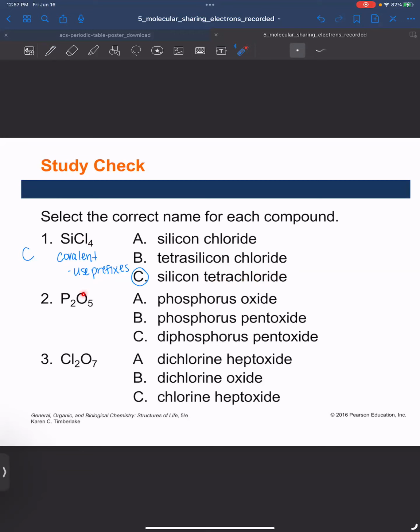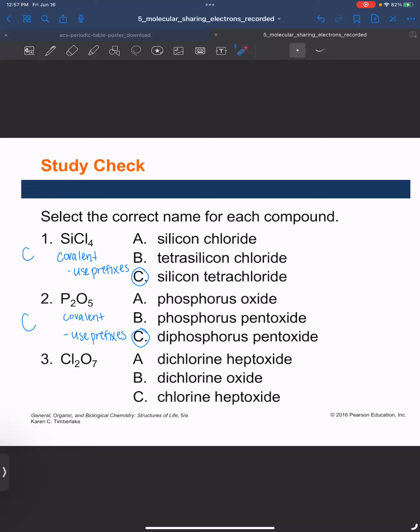Here we have phosphorus and oxygen. Phosphorus and oxygen are both nonmetals, so we're working with covalent. And that means I need to use prefixes. There are 2 phosphorus, so the prefix for 2 is di. So immediately I see, oh, it must be this one here because these don't have the di there. And then for 5, it should be penta. So this is diphosphorus, the full name for phosphorus, and then pentoxide, because that's the second element. So the answer is C.